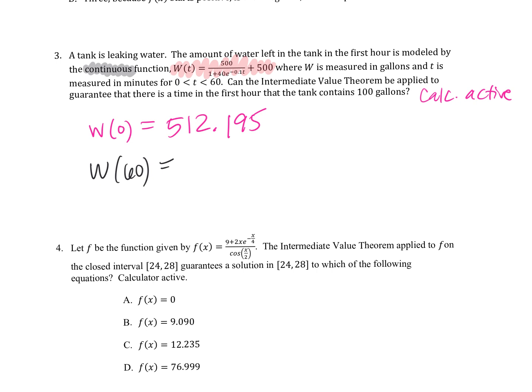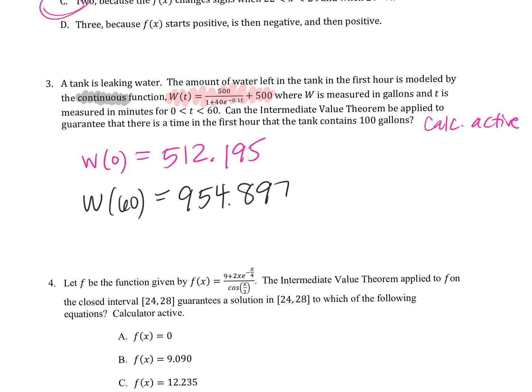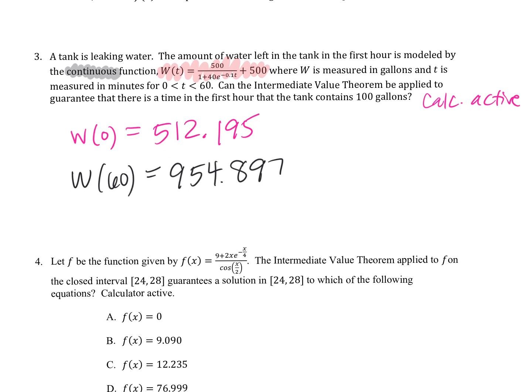Now go 60, STO, X, enter. Then I'm going to go up and highlight that crazy equation that I wrote, hit enter twice, and it's going to plug in 60 for us. 954.897. Thank you for the 3 decimals. So at the beginning, this tank already had 512 gallons in it. After an hour, it had 954 gallons in it. So we're under the impression that this tank is filling up.